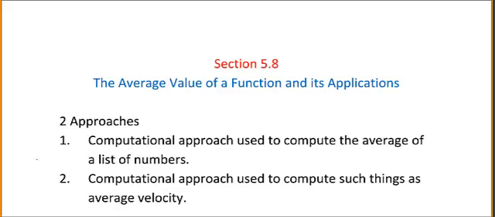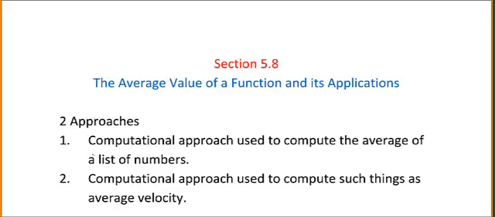The first one is a computational approach: computing averages for a list of numbers. If you had a list of 5 numbers and you wanted to compute their average, you'd add the 5 numbers up and divide by 5. This leads to some problems when we're dealing with functions, because over an interval, a function will have an infinite number of values, which would be tough to add up, and then how do you divide by that infinity when you get done? So we'll look at how we can approach that.